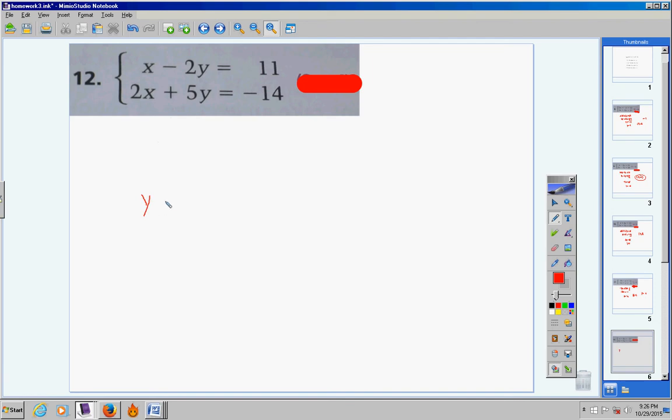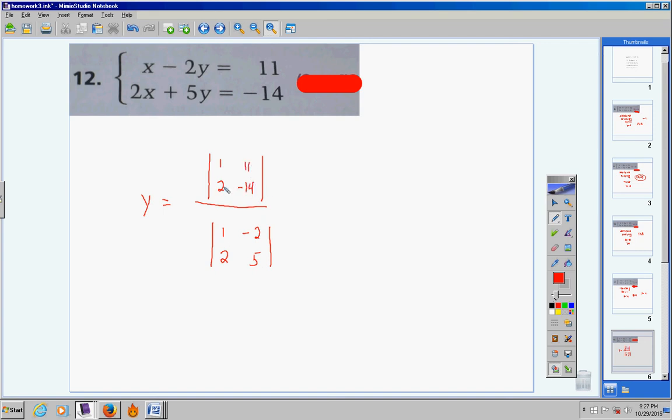We put our y equals fraction line, and then put two sets of bars for your matrix. Now in your denominator, you always put the coefficient matrix. So 1, 2, negative 2, 5. Then up top, we're going to drop one of these columns out. We're going to drop out the y column because we're solving for y. So 1, 2, 11, negative 14.